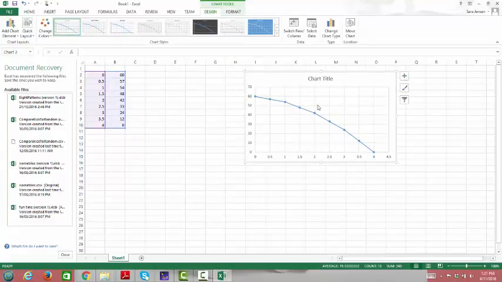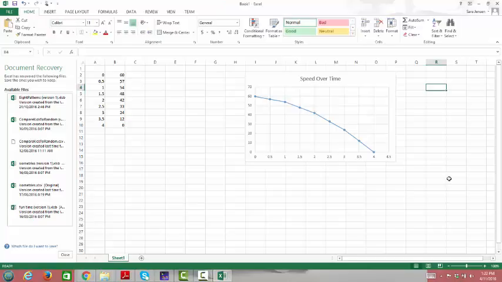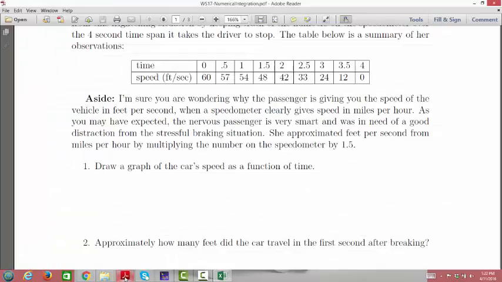Insert that chart and bring it up here. Now, if I were doing this for somebody other than myself, I'd probably come up here and I would create a title for this chart, because charts should always be descriptive. I would say something like speed over time, along those lines, and leave it that way. So here's our graph of our speed as a function of time. Let's return to the worksheet.